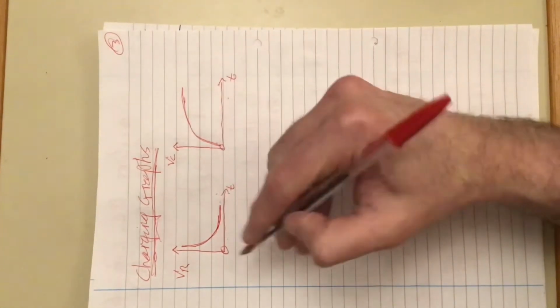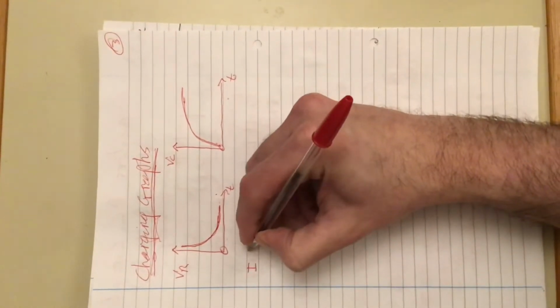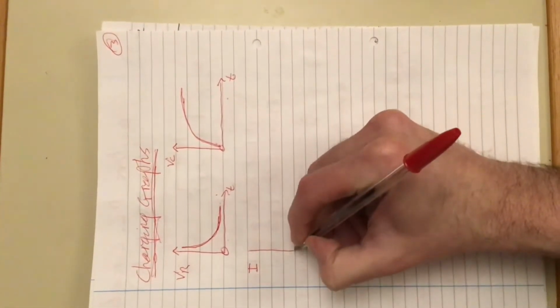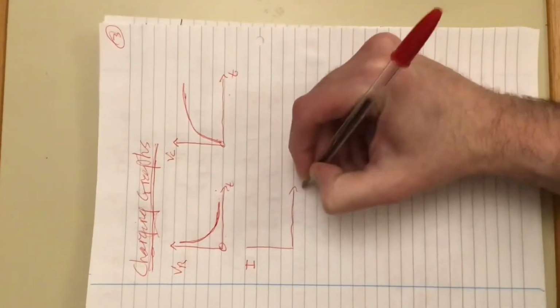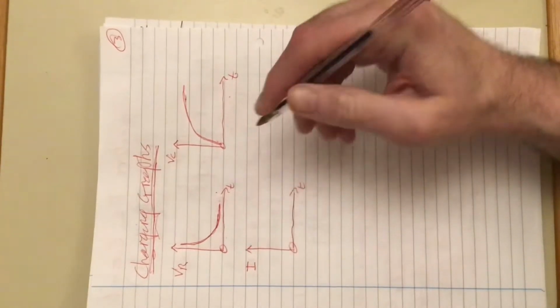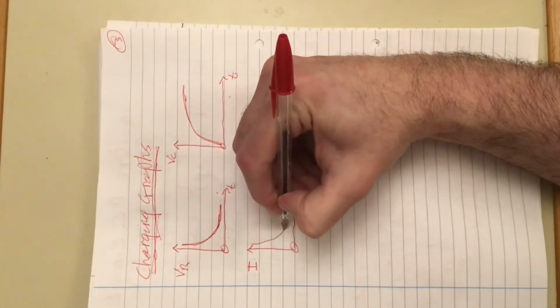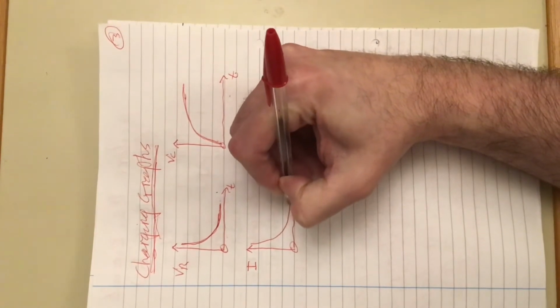Now what that means is that if we were looking at the current in the circuit over those same time frames, so yet again, time equals 0 on this graph is the instant we close the switch, what we'd find is that initially we have a high charging current which then drops away down like so.